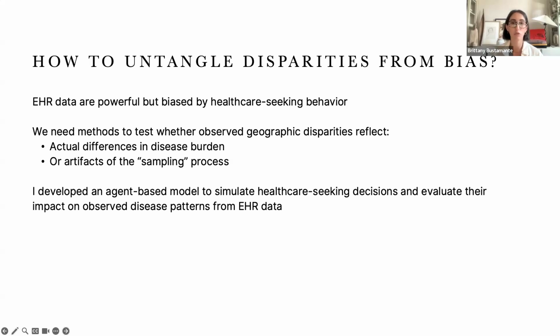But the big elephant in the room and the big problem is that you don't have information on people who don't seek healthcare in EHR data. We don't know how many people we missed. We don't know what conditions they have, what their characteristics are. We just don't know anything about them. And that's really the motivation for this project. So using agent-based modeling to ask, are the geographic disparities we see in EHR data just artifacts of who seeks care?